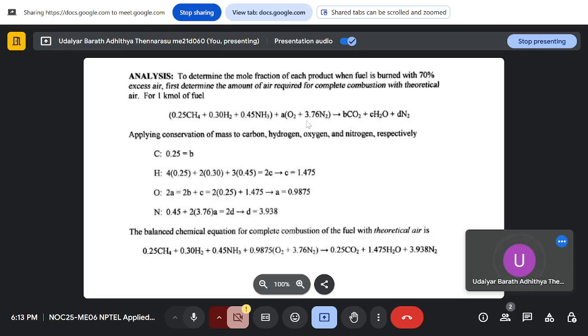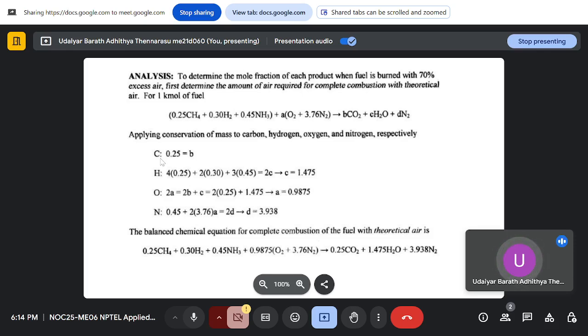So with this, dividing the whole thing by 2 and calculating C, we get 1.475. So we get 1.475 moles of water. And doing an oxygen balance next. Here, if you see, 4 unknowns are there: A, B, C and D. So we need to find 4 equations. That's what we are doing, getting each of the equations from each of the atom balances.